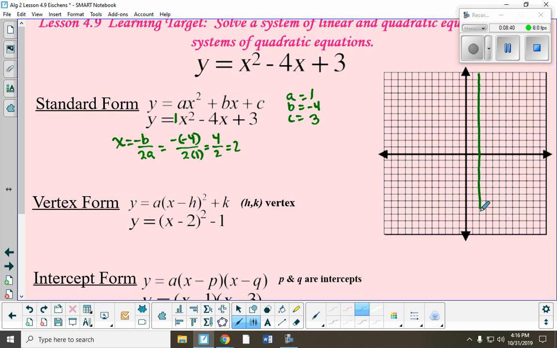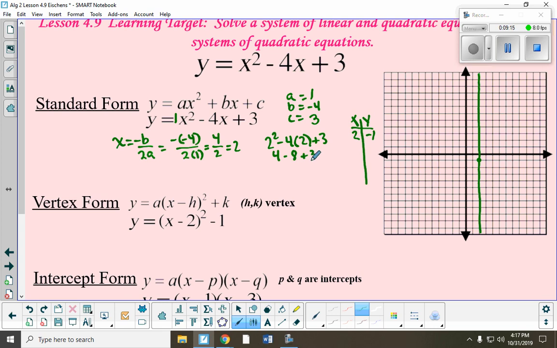So now we have to find our vertex. What you're going to do is substitute that back into the original equation. So basically, I'm just going to make an XY chart so we can keep track of what we're plugging in here. So x is 2. So you would have 2 squared minus 4 times 2 plus 3, which is 4 minus 8 plus 3. -4 plus 3 is -1. So there's your vertex.